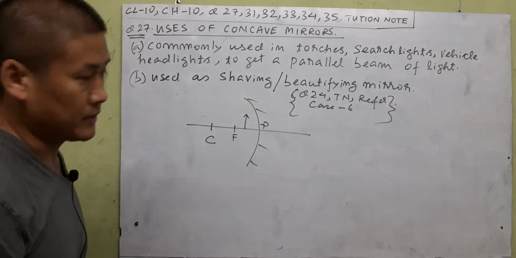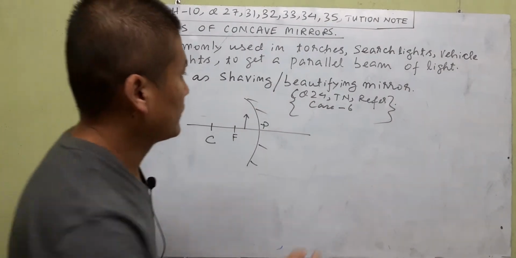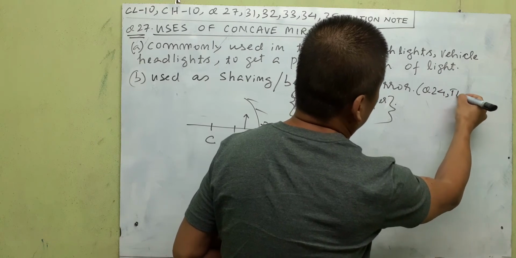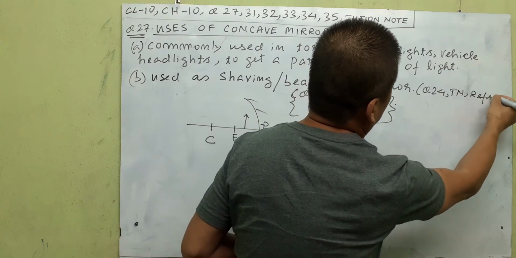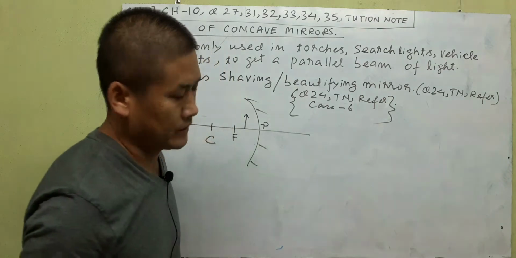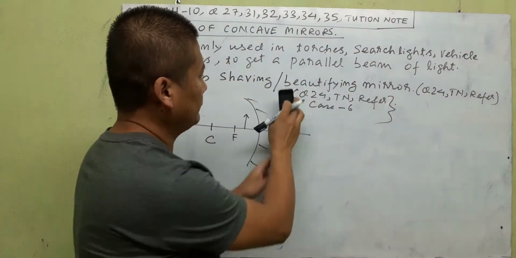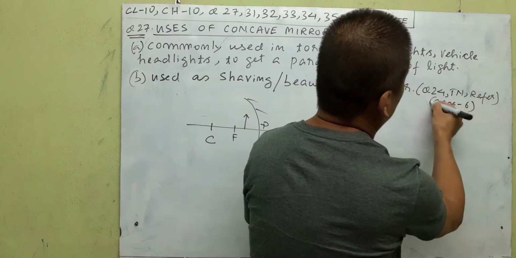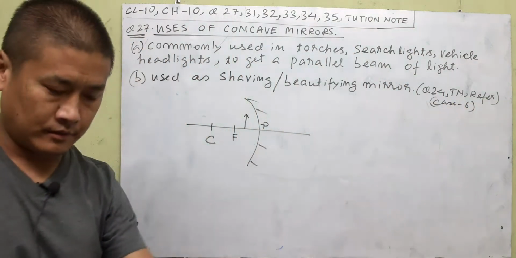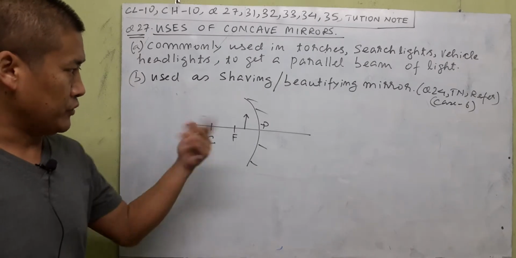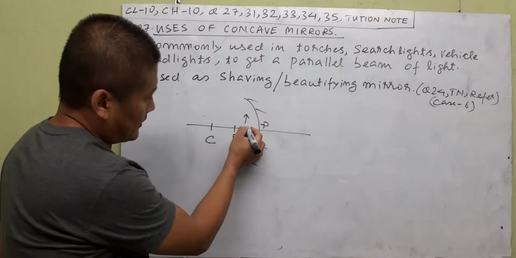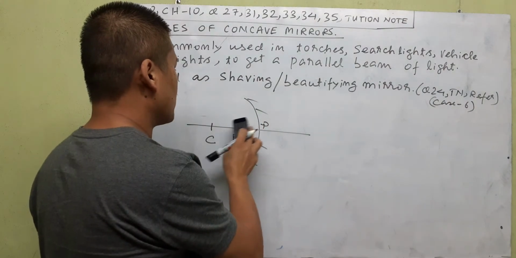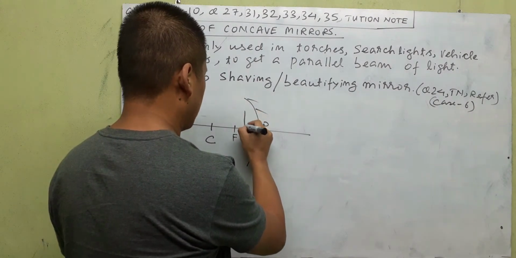In this case, question number 24, just write it right here. Question number 24, tuition note. Refer to that and you will clearly understand what we mean by this, particularly case 6. Case 6 on your tuition note or your previous classes, if you check the videos of the previous classes. So this object, your face, this is your face. Here, your face has to be between P and F. This is your face.